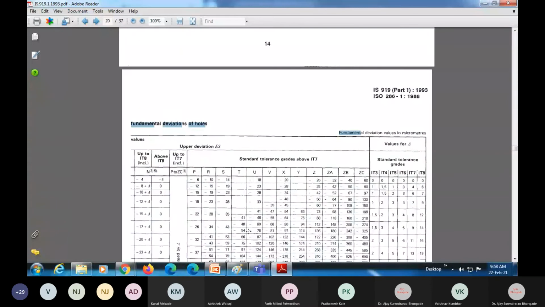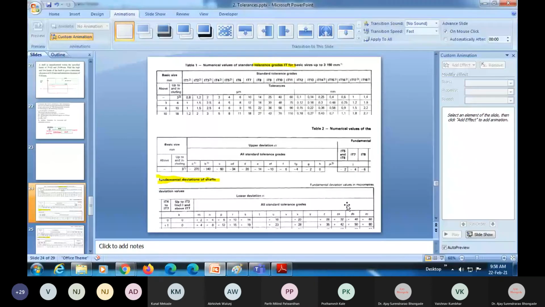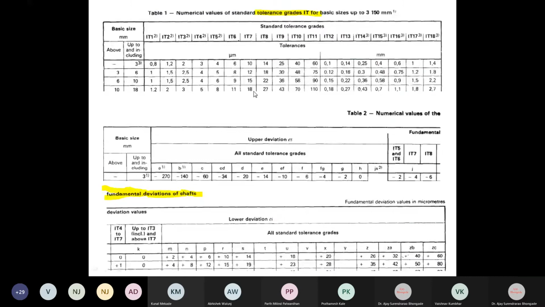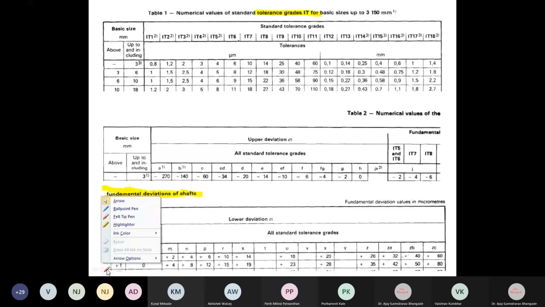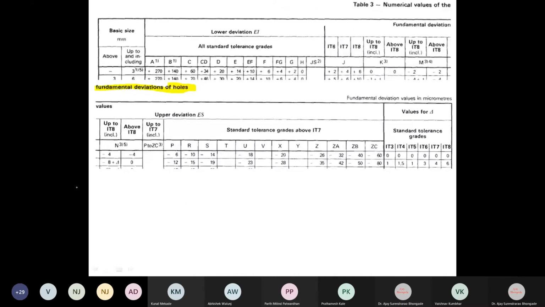Okay, so we can see that if we have this table with us, we have these three things there. What is table 1? Table 1 talks about the tolerance grade for basic size up to 3150. The second table is the fundamental deviation of the shaft. Similarly, the third table, continued on two rows, is the fundamental deviation of the holes. So using these, we can easily work out the corresponding upper limit and lower limit of the holes and the shaft. Okay.